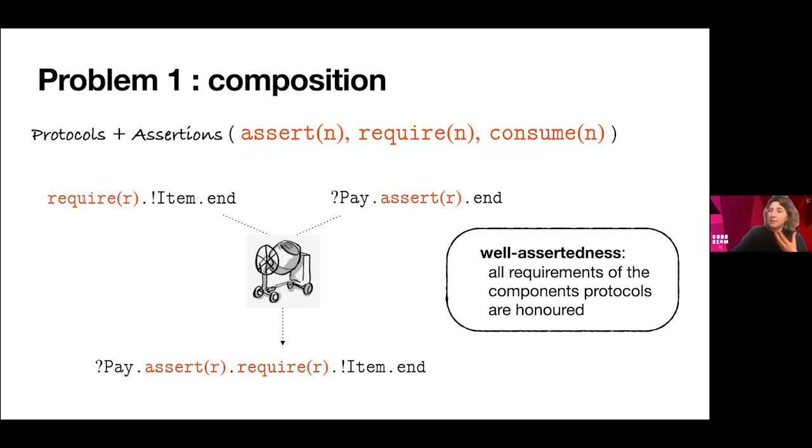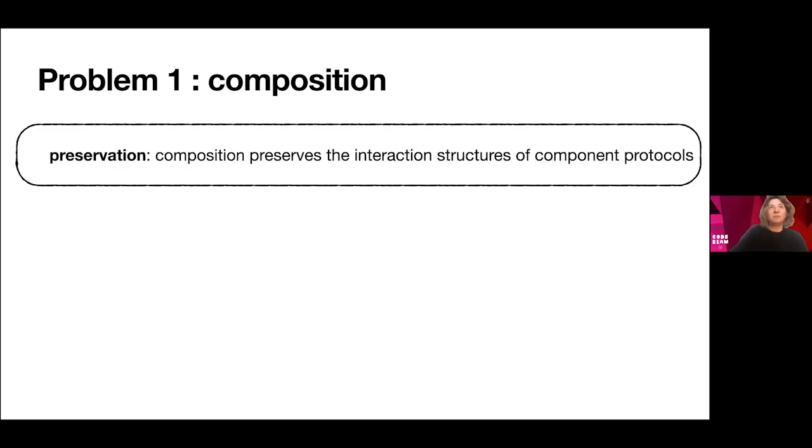And this is one property that we want, but there is more. So we went to a more philosophic problem of what is a correct composition. The second property is behavior preservation. So when we compose two protocols, we would like that the interaction structures of the composition does not violate constraints that are set by either of the component protocols.